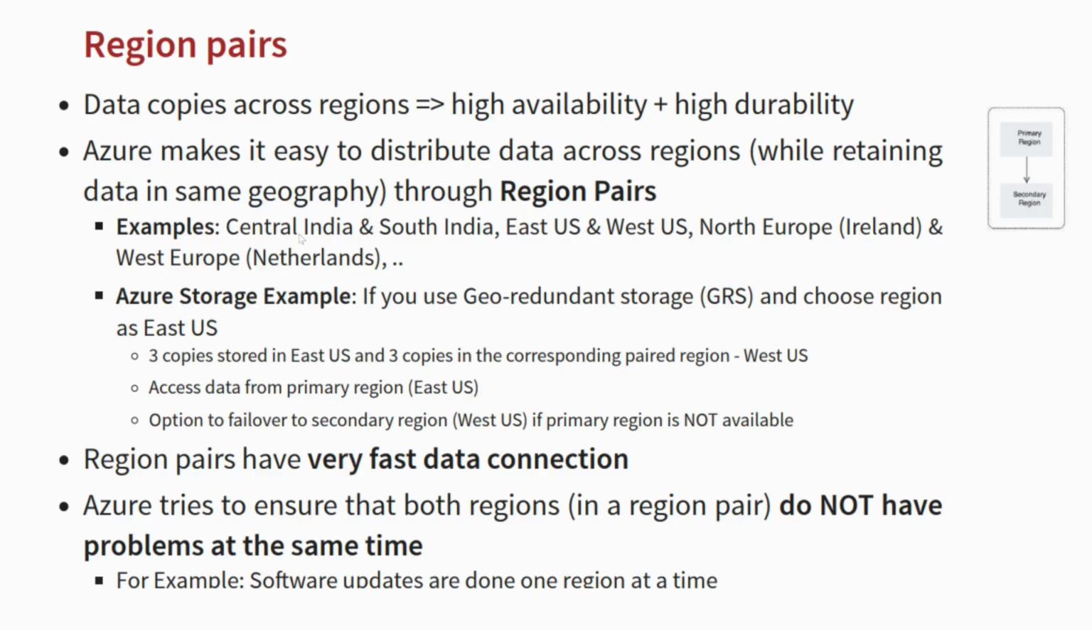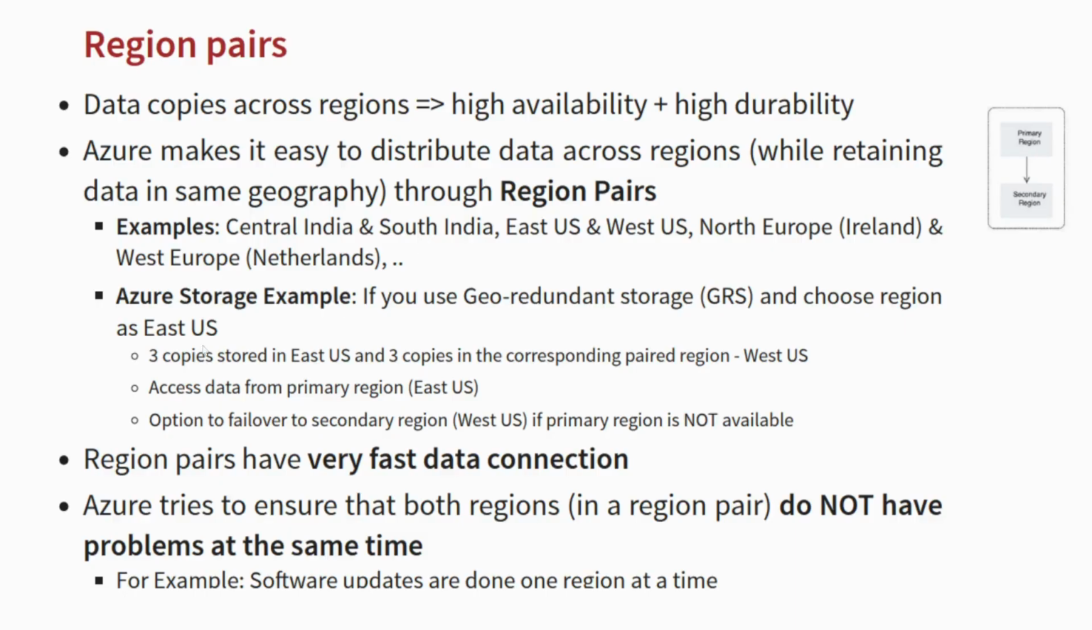For example, Central India and South India could be one example. East US and West US, and North Europe and West Europe can also be region pairs. Some of the important key features of region pairs: first is data replication. Copies of data are stored in both the primary region and its paired region. For example, Central India is paired with South India for redundancy.